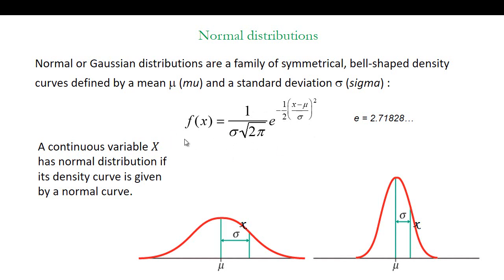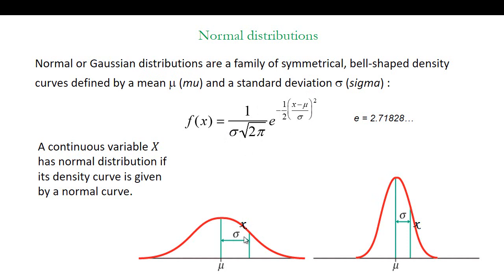So if I have a variable x, and if the PDF function for x is given by this function, then we say that x is a normal variable, and x has a normal distribution with mean mu and standard deviation equal to sigma. So mu and sigma are called the parameters of the Gaussian distribution. If you change mu and sigma, you change the distribution.